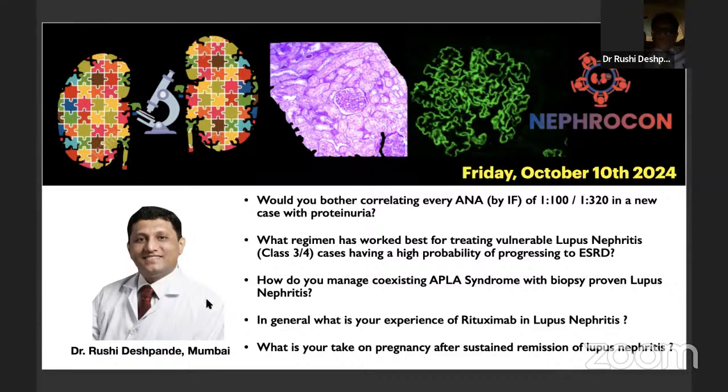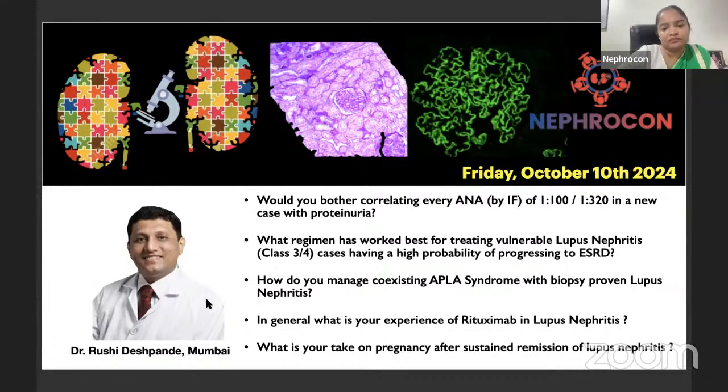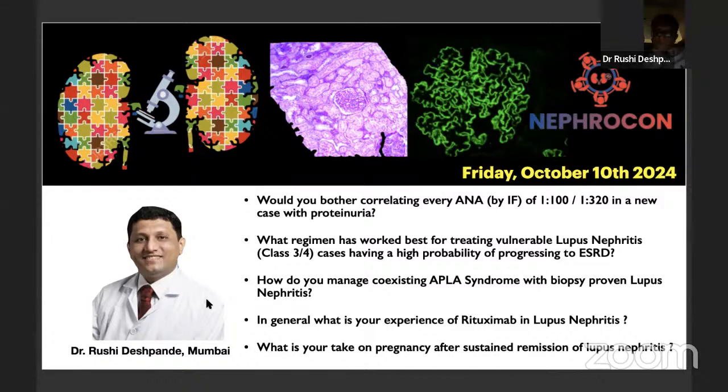and we might be left with more of MMF and cyclophosphamide for class 3, class 4 at the minute, till we get our hands on voclosporin and belimumab. Still, belimumab, I think only 3 or 4 of my patients have used so far. They have managed to get it from outside and use it. Voclosporin, 2 patients are on currently.